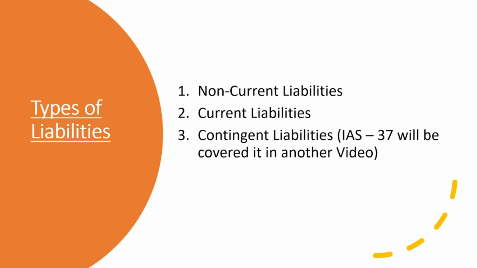We will talk about the types of liabilities. The two types of liabilities that are mostly seen on the balance sheet are the non-current liabilities and the current liabilities. We also have contingent liabilities, which I will cover in another video, under IAS 37.